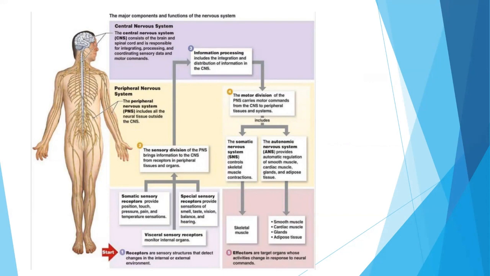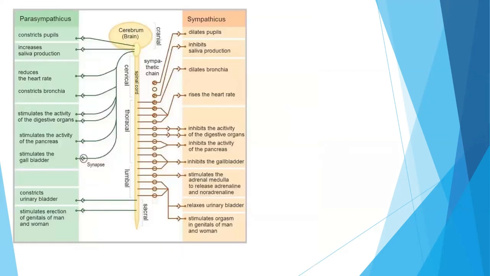Now, the effectors are the target organs whose activities change in response to neural commands. So receptors, PNS, CNS, then again PNS, and then again effectors. Now, let's talk about parasympathetic and sympathetic system. Now, the parasympathetic system is when your body is at rest.